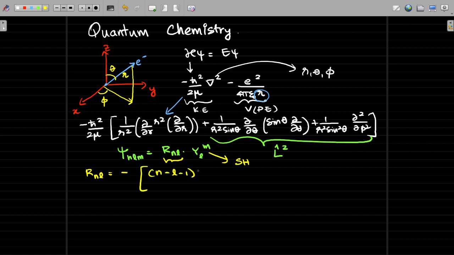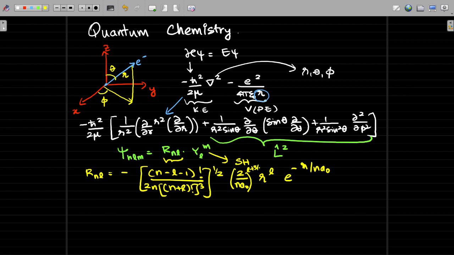The square root of the cube of 2 over n a naught, times (n minus L minus 1) factorial divided by 2n (n plus L) factorial, times r power L, e power minus r by n a naught, times 2r by n a naught, and then L with subscript n minus L minus 1 and superscript 2L plus 1, where we said these are the Laguerre polynomials, right? There was a small mistake that was done.